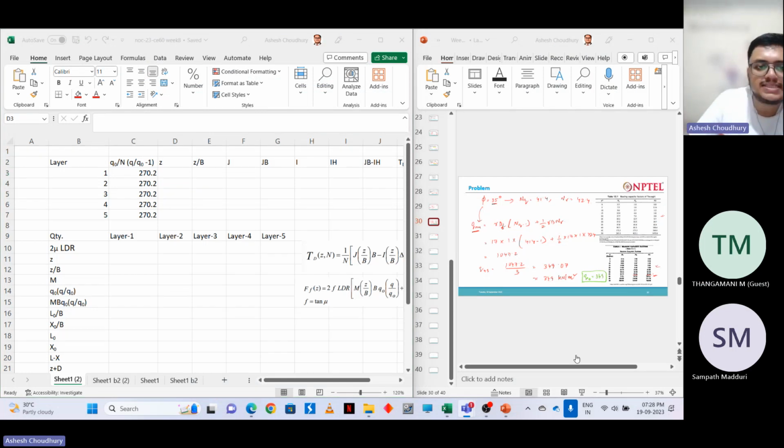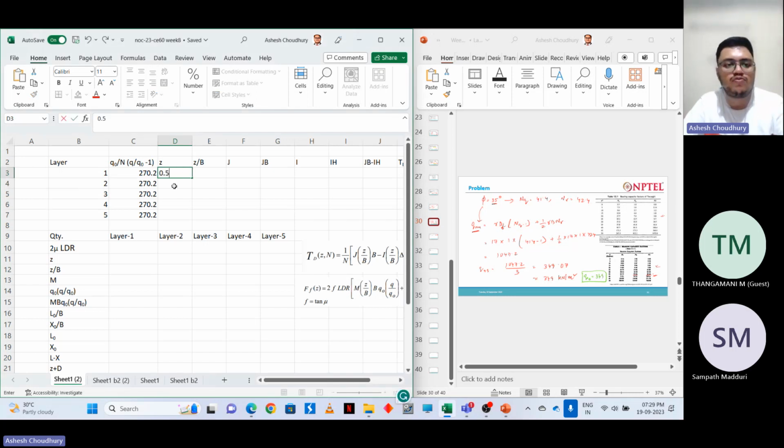Okay. So what is the Z? We are providing at 0.5 meter depth. So what we can do? Z will be 0.5. First one, U is 0.5 and delta H is also 0.5. So all will be a sum of 0.5, up to 2.5.